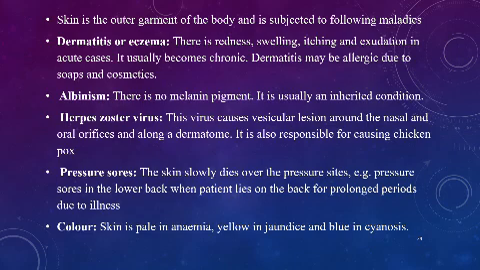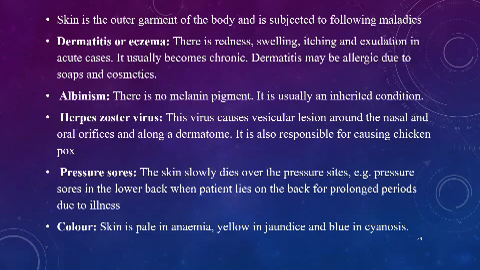Redness, swelling, itching and exudation occur in acute cases. This may also lead to chronic cases. These may be allergic due to soaps and cosmetics. Albinism. Albinism is nothing but the absence of melanin pigment in the skin. It is usually an inherited condition.